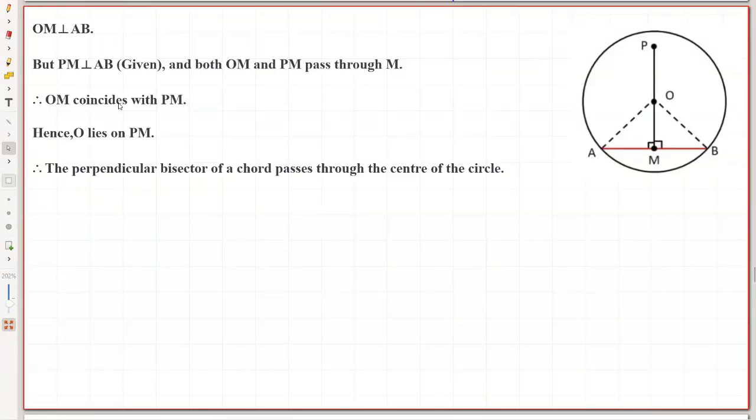OM coincides means what? Both are in the same line. So hence O lies on PM. That means O should lie on PM. Therefore, the perpendicular bisector of a chord passes through the center of the circle.